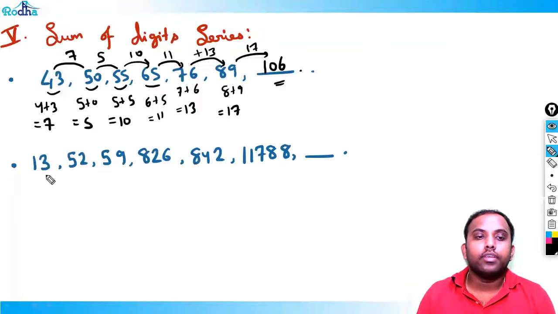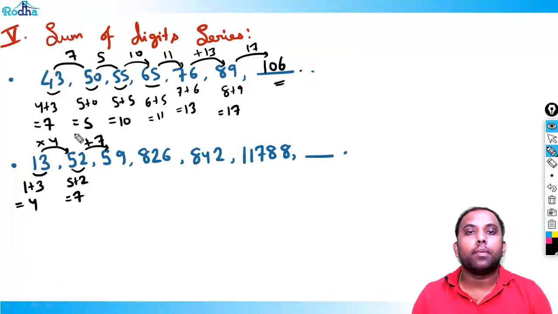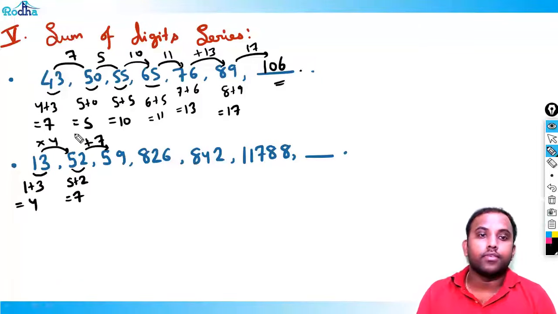See, if you observe the series here, 13 into 4 is 52, right? So this 4 comes from 1 plus 3 is 4. So the sum of the digits is 4, but in this case 4 is multiplied, not added. Then 5 plus 2 is 7. Now 7 is added here, not multiplied. So one time multiply, one time addition: into 4, plus 7.